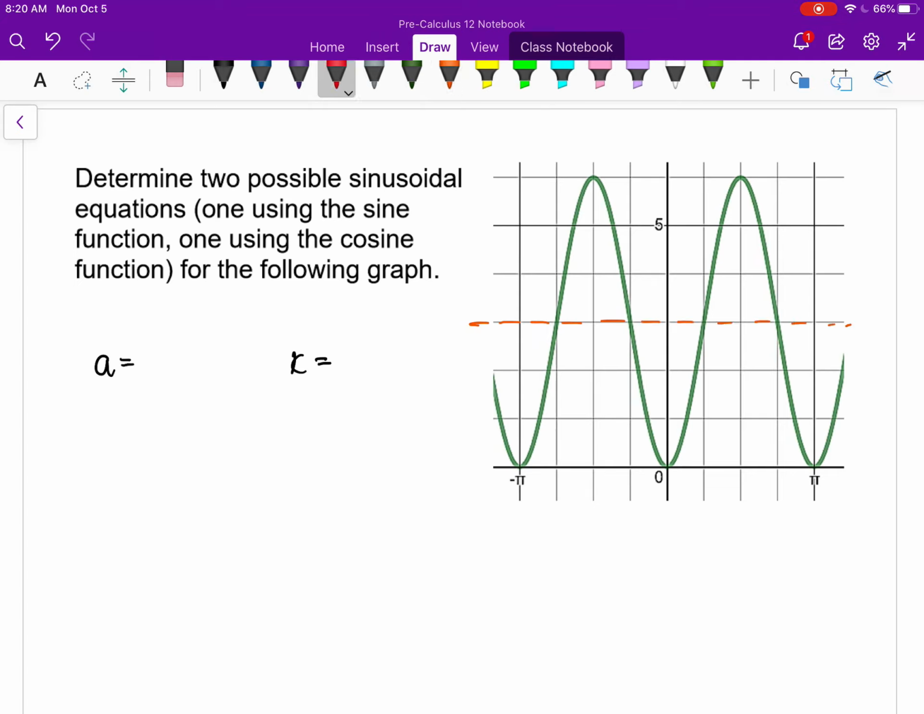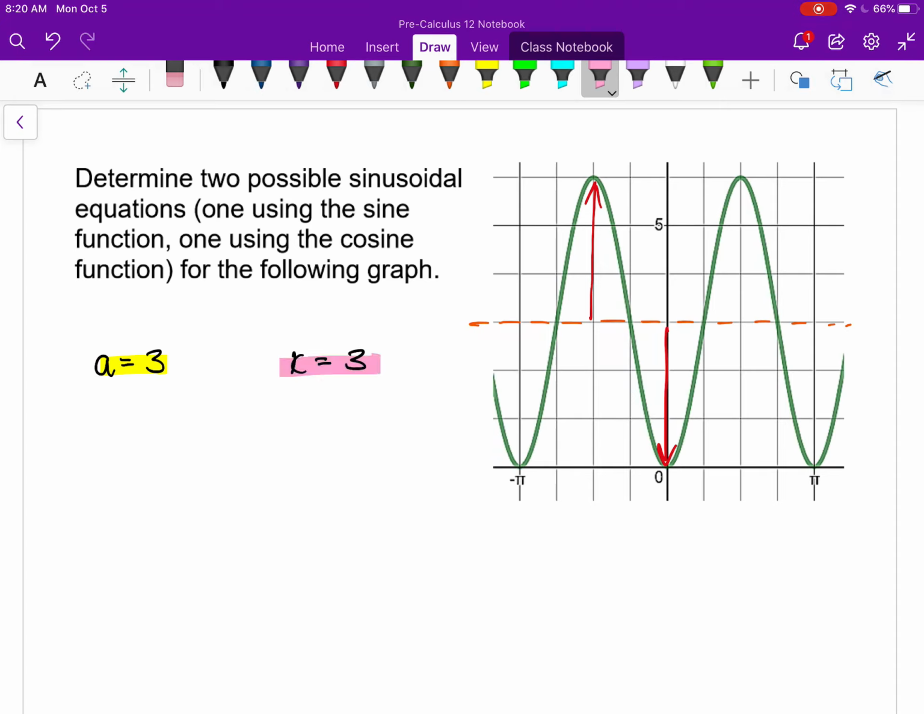And I can see the amplitude is 3. I can just see that. So I know my amplitude is 3. And my center line I can see is also at 3 in this case. Okay, so I know my a value. I know my k value, the center line.